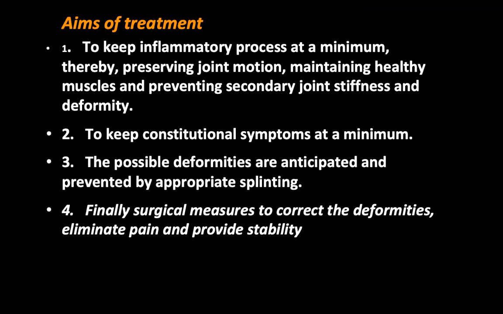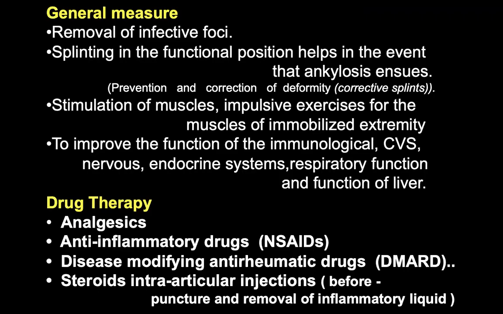The aim of treatment is to keep the inflammatory process at a minimum and keep constitutional symptoms at a minimum. The possible deformities are anticipated and prevented by appropriate splinting. And finally, surgical measures to correct the deformities, eliminate pain, and provide stability. General measure: removal of infective foci. Splinting in a functional position helps to prevent ankylosis. Stimulation of muscles, impulsive exercises for the muscles of the immobilized extremity, and improving the function of the neurological, nervous, endocrine systems, respiratory function, and function of the liver.